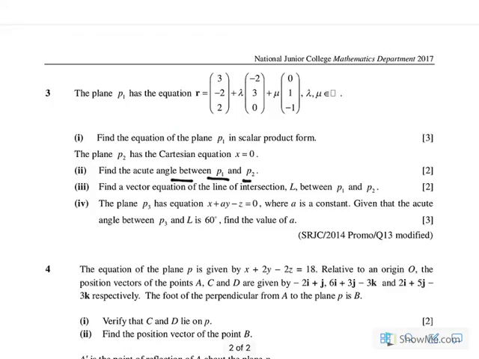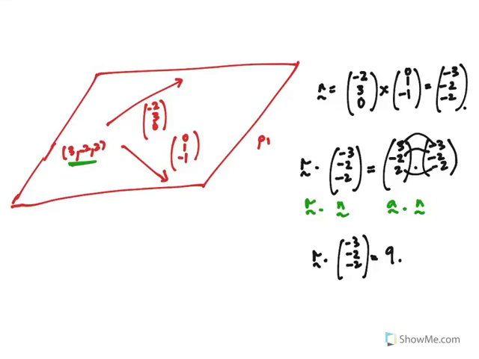Part 3, find the vector equation of the line of intersection between plane 1 and plane 2. So finding the line of intersection between plane 1 and plane 2, is it easy? Actually, it is rather easy, because all you need to do is use the GC. This is a question that appeared quite a few times in your tutorial.